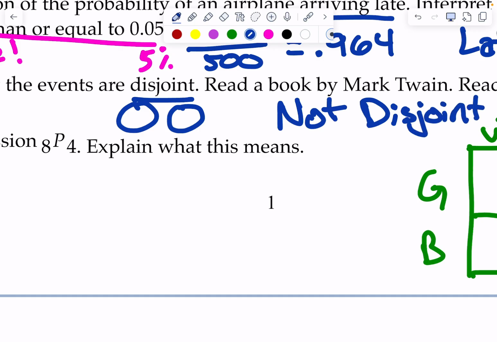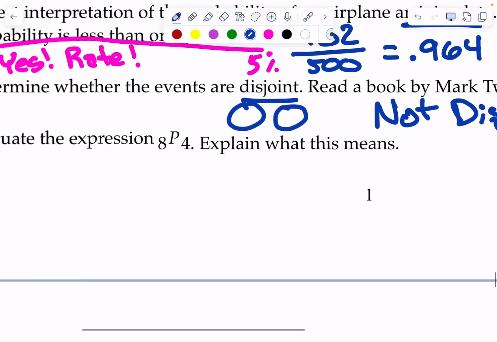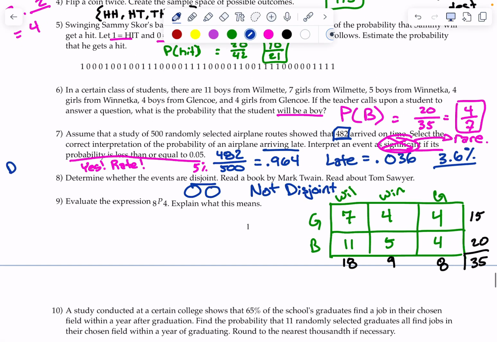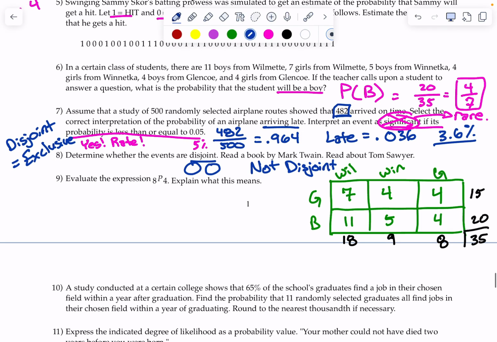They are joined together, or they are inclusive events. Inclusive. Maybe write down disjoint equals exclusive. Exclusive. They exclude one another. If they are disjoint, they're not joined, right? This one is not disjoint or inclusive. Okay? All right, this one is kind of silly.